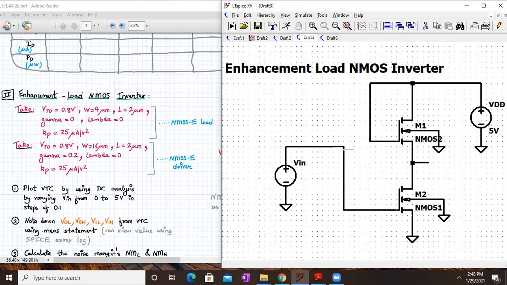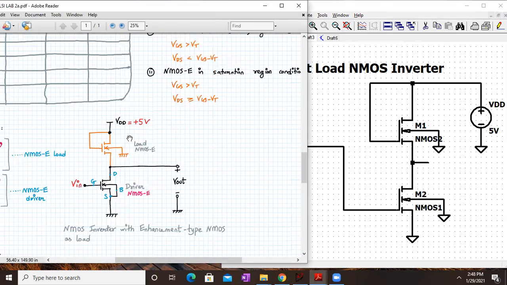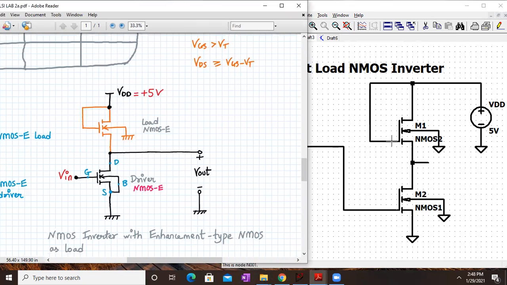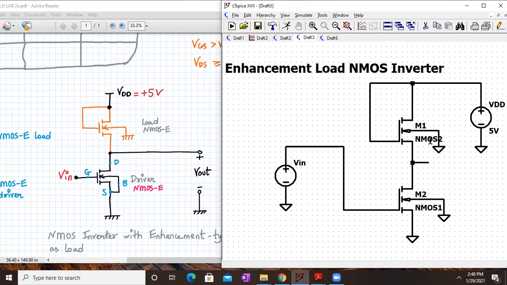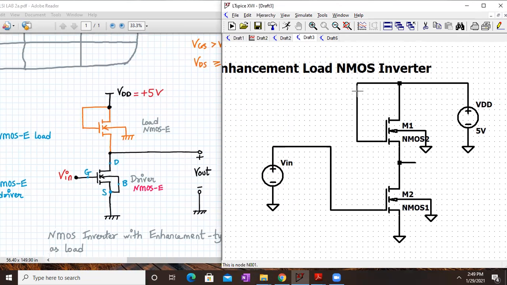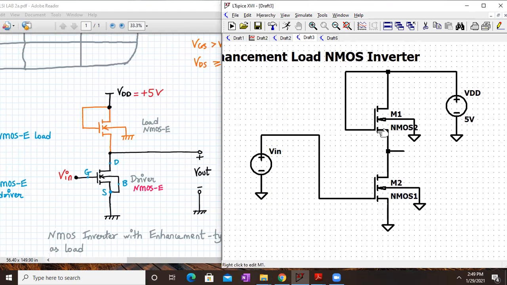Okay. So over here also we have the circuit given. Earlier the upper load was a resistive load, right? And now we have an NMOS enhancement load, whose gate terminal is connected to the drain terminal. The gate terminal and the drain terminal are tied together. You can select the NMOS 4 from the library, and you can separately connect the body to the ground. You can see over here the body is connected to the ground.